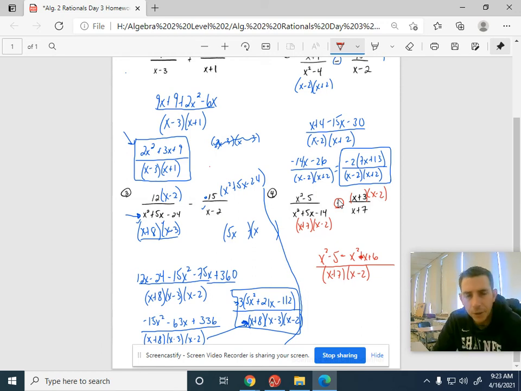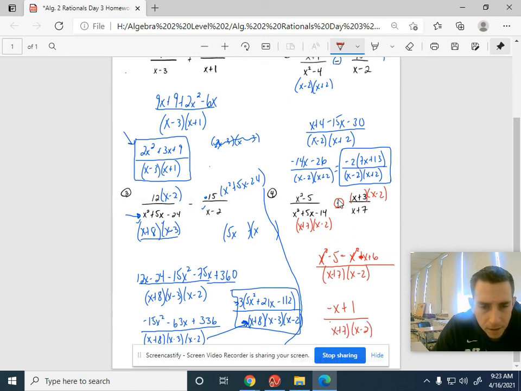So hopefully you're following along with me and you're taking notes as we go. All right, well, the x squareds would cancel. So negative x plus 1 over x plus 7 and x minus 2. Now, in all 4 of these problems, not one instance did we end up reducing, okay?